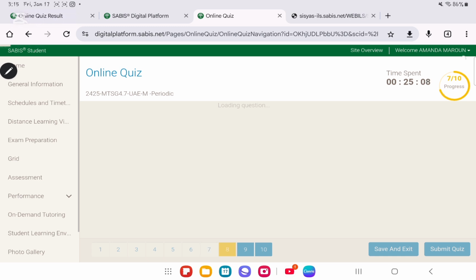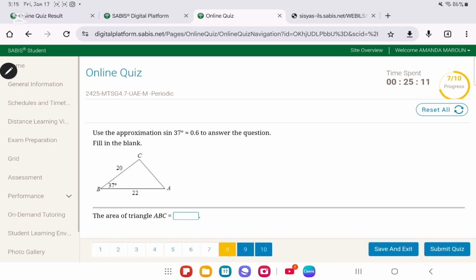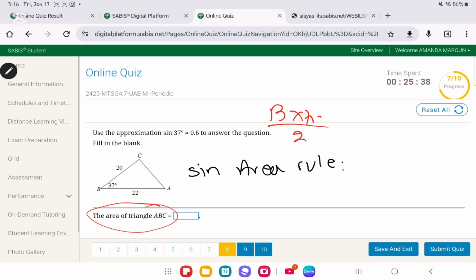So let us move on to question number 8. Use the approximation sine 37 is 0.6 to answer the question. They need us to find the area of the triangle. Usually we know to find the area of a triangle, it is base times height divided by 2. But if you want to find the height, it's going to take a long time. That's why we learned a new rule to find the area of a triangle very easily. The new rule is called the sine area rule, and it is applied like this: 1 over 2 times side 1 times side 2 times sine of the angle in between them.